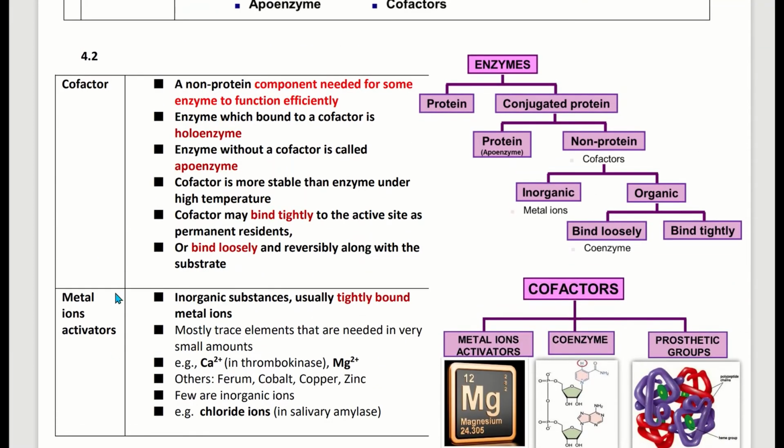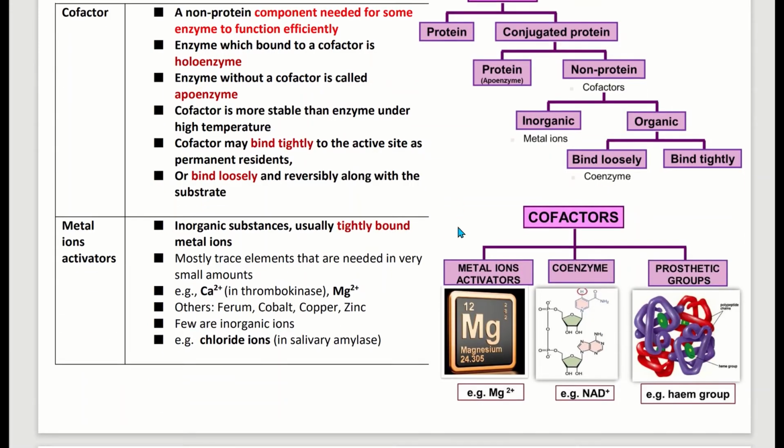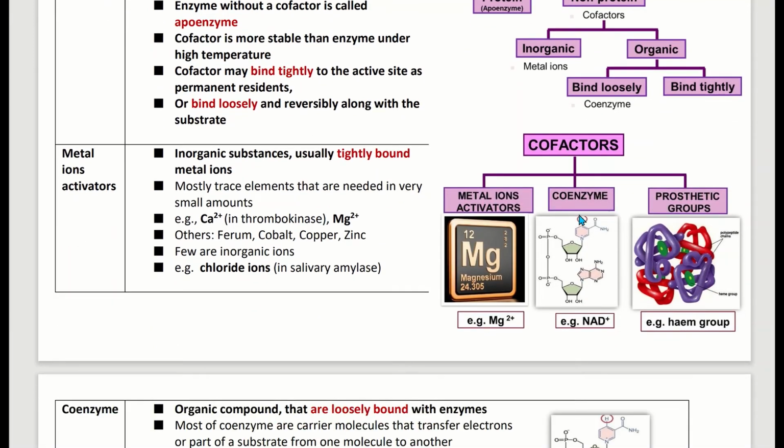Okay, so metal ion activator ni dia adalah contoh cofactor that will bind to the enzyme. So dia bind macam mana? Bind loosely ke tightly? So dia tightly bound. Okay, so kita tengok pula coenzyme dengan prosthetic group. So ada tiga jenis cofactor yang kita tahu. Ada metal ion, coenzyme, prosthetic group.